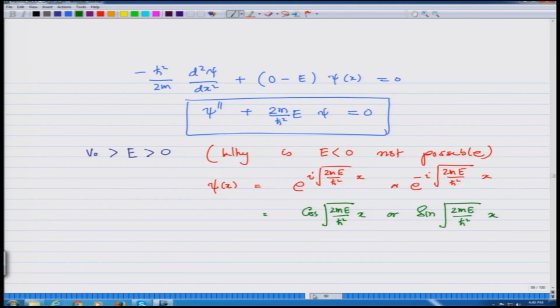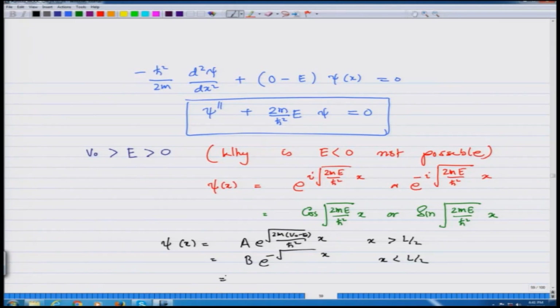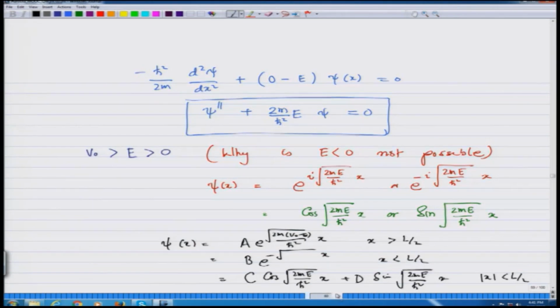So, let us write it that psi x is equal to a e raised to square root of 2 m V 0 minus E over h cross square x for x greater than L by 2, is equal to some b e raised to minus the same thing x for x less than L by 2, and it may be a linear combination c cosine of square root of 2 m E over h cross square x plus d sine of square root of 2 m E over h cross square x for mod x less than L by 2. Let me write it again.